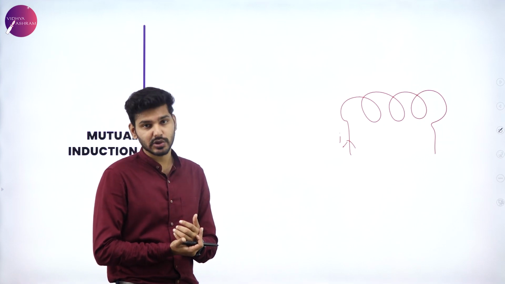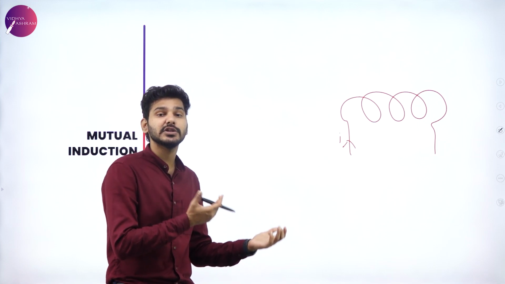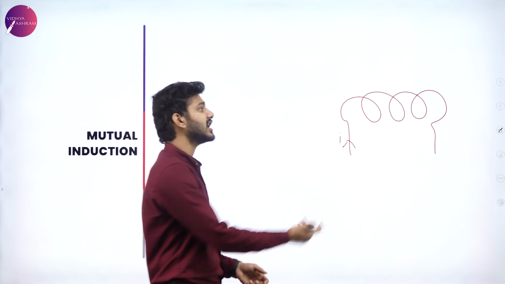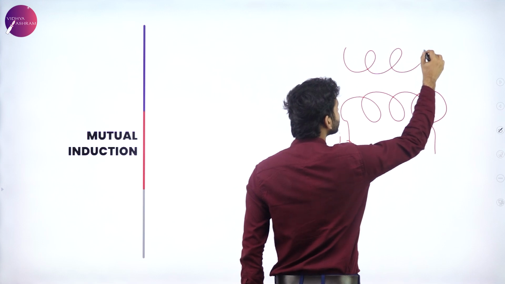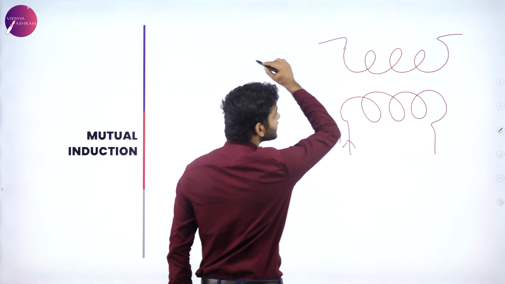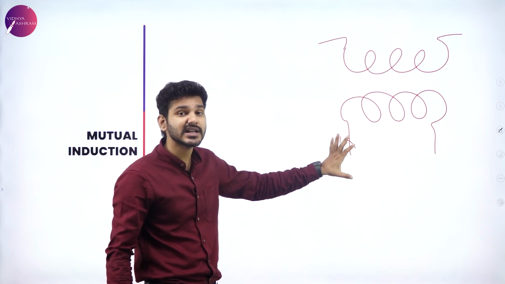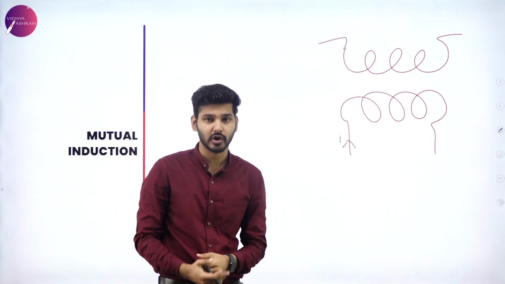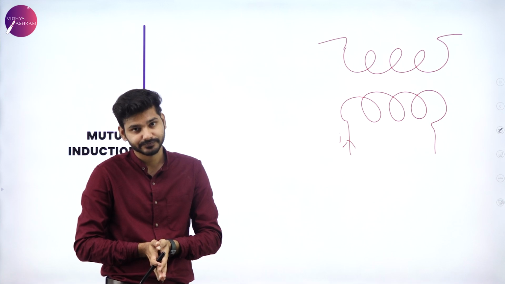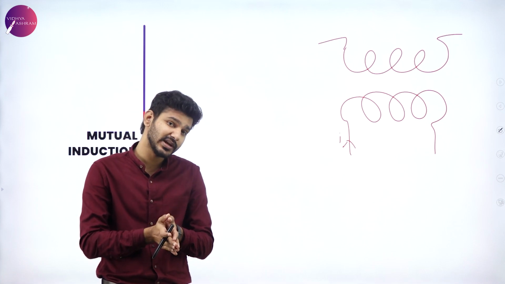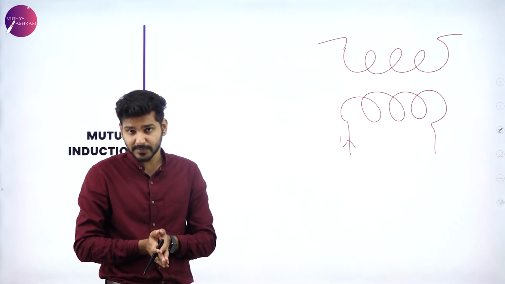Now I am asking you, is there any other way to produce this particular change? If I keep a coil right next to it like this, can I change the current in one coil so that it induces a change in the other coil? Is it even possible? So turns out it is actually possible. Now why is this actually possible?